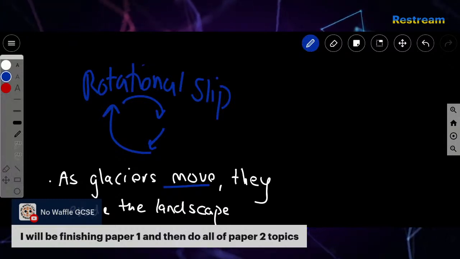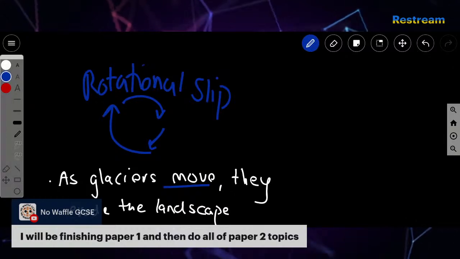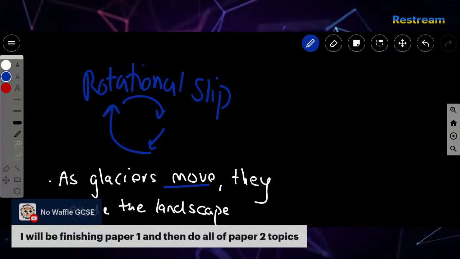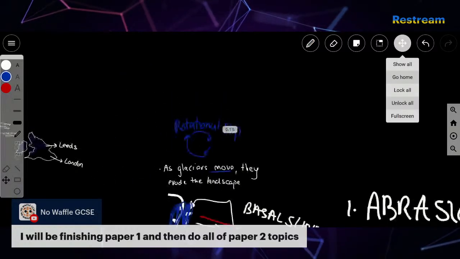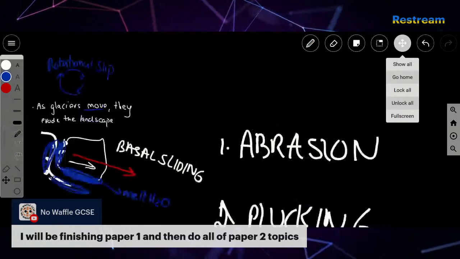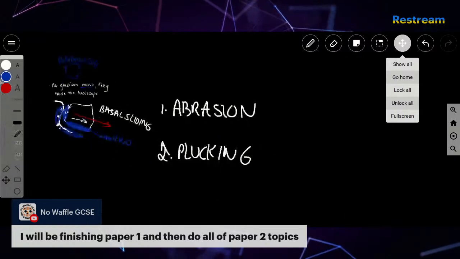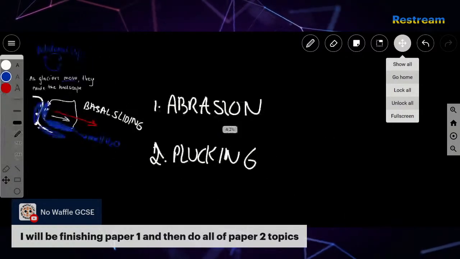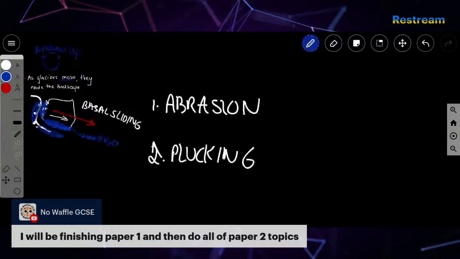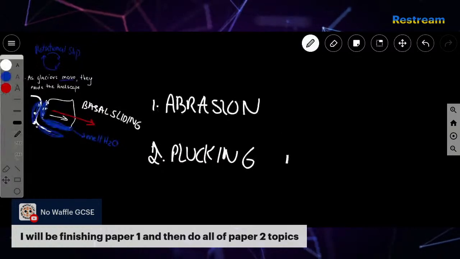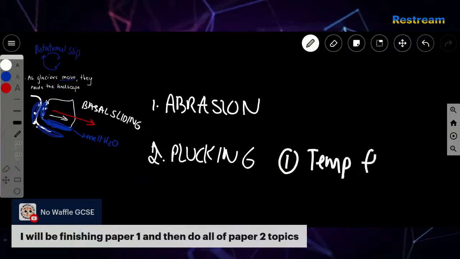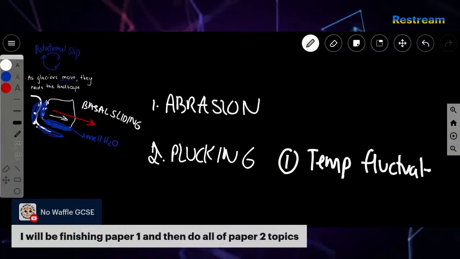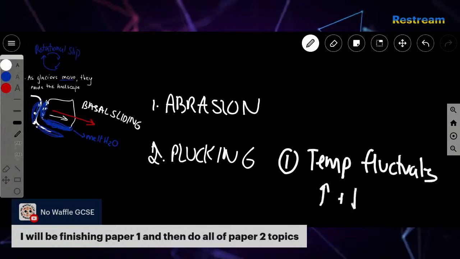There's also another type of weathering that occurs, which is called freeze-thaw weathering. We looked at this when we looked at coasts, but it's also relevant here. Remember, with freeze-thaw weathering, first of all, the temperature fluctuates both above and below 0 degrees.